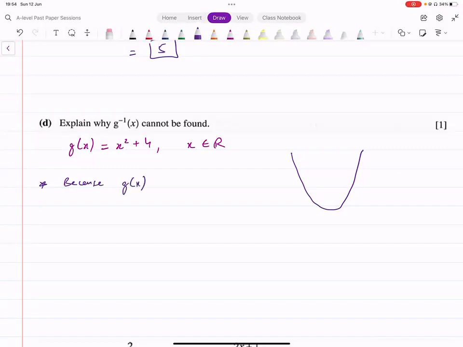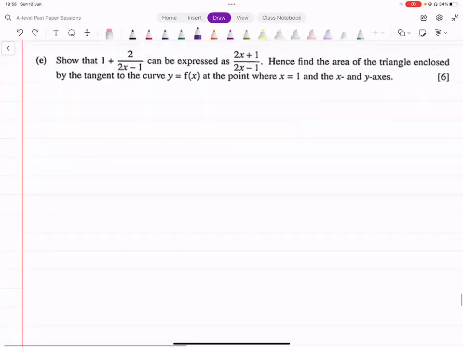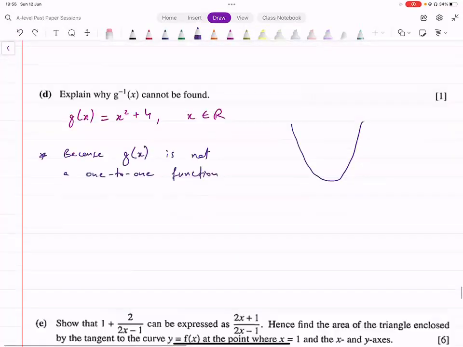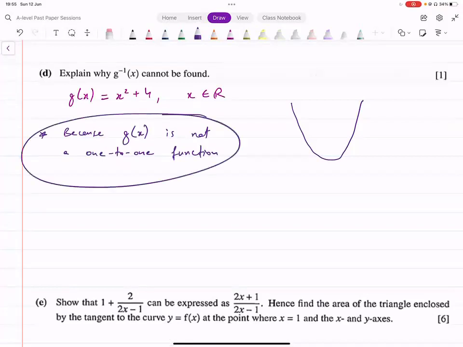g of x, sorry, g inverse of x. Yep. So g inverse of x cannot be found. Why? Because g of x is not a one-to-one function. That's all you've got to write there. Since it's not a one-to-one function, and inverse only exists for one-to-one functions, that's why this inverse is not possible. Okay, and that will earn you that 1 mark there. So drawing this graph is not necessary. You can just write the statement, and that's going to be enough.